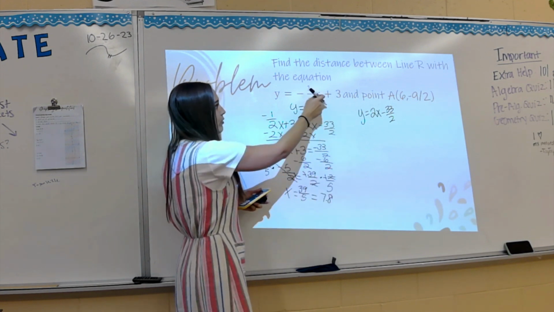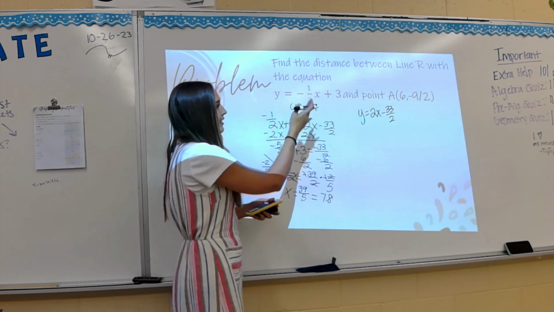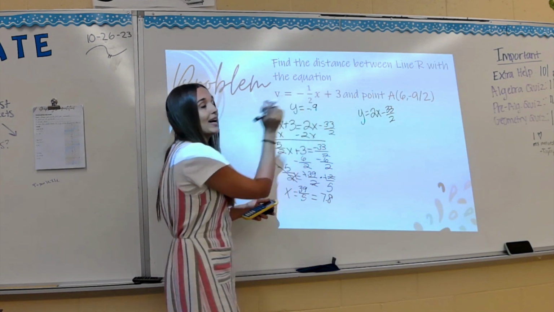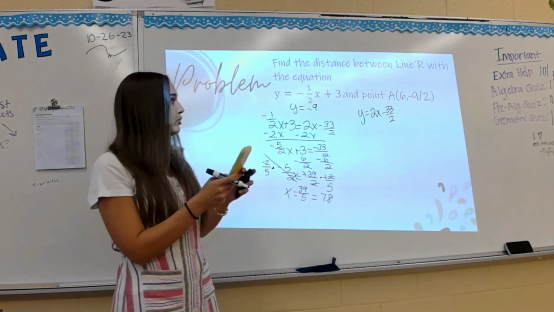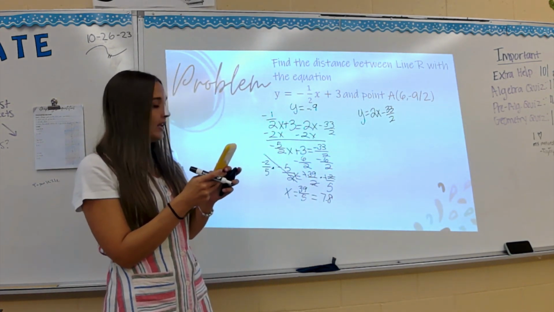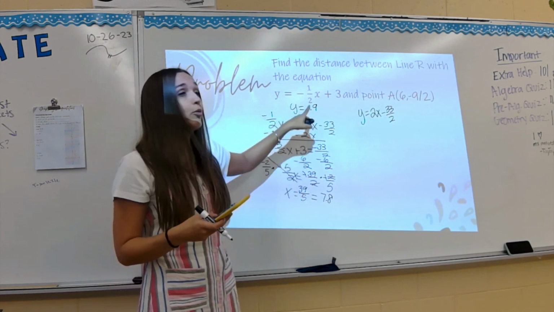So I plugged in 7.8. So I did 7.8 times -1/2, which is the same thing as -0.5. I added 3, and I got -0.9. Let's do the same thing over here just to make sure. 2 times 7.8, and then I subtracted 33 divided by 2 from that, and I got -0.9 as well.